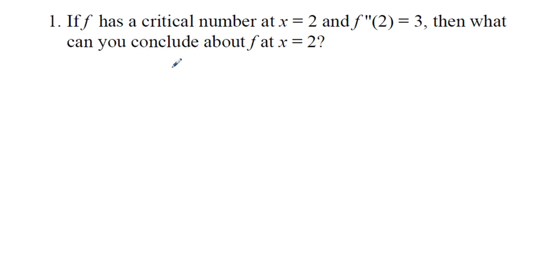Helpful analysis tool. If f has a critical number at x equals 2 and f double prime of 2 equals 3, then what can you conclude about f at x equals 2? Let's talk about critical numbers for a second. In critical numbers, there are two possibilities. One, which is more common, is you have a critical number where f prime of x is equal to 0.